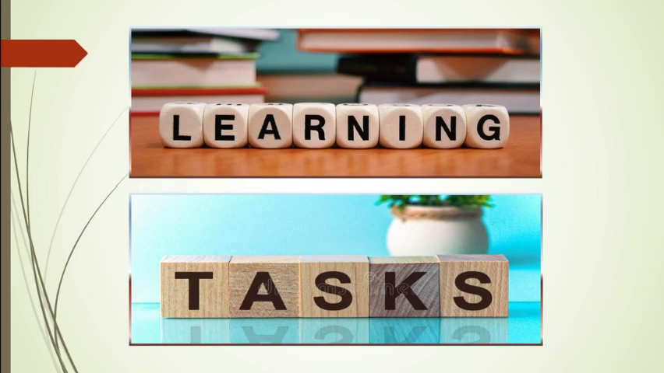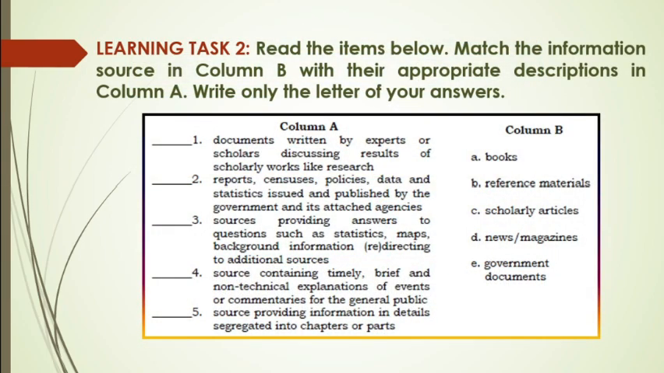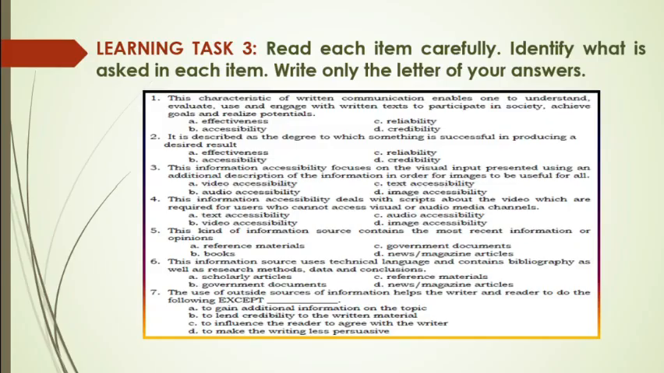These are the learning tasks for this week. Learning Task 2. Read the items below. Match the information source in column B with their appropriate descriptions in column A. Write only the letters of your answer. Learning Task 3. Read each item carefully. Identify what is asked in each item. Write only the letter of your answers.